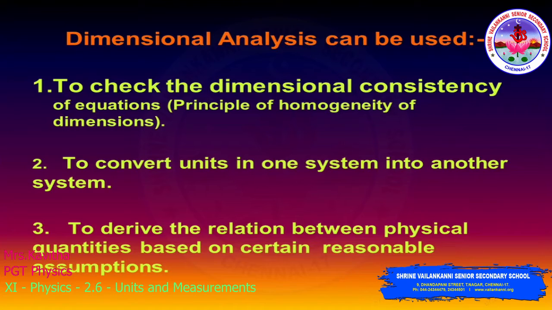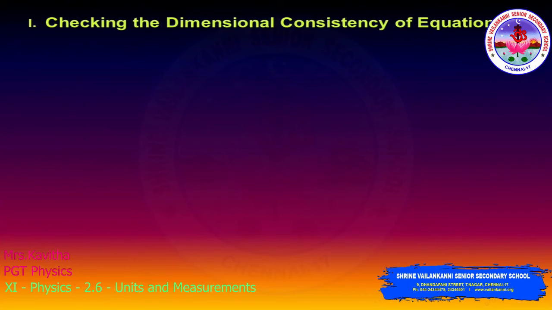In the previous video we discussed dimensional analysis. How can dimensional analysis be used? In three ways. One, to check dimensional consistency. Two, to convert units in one system into another system. Three, to derive relations between physical quantities based on certain reasonable assumptions. So one by one we will see.